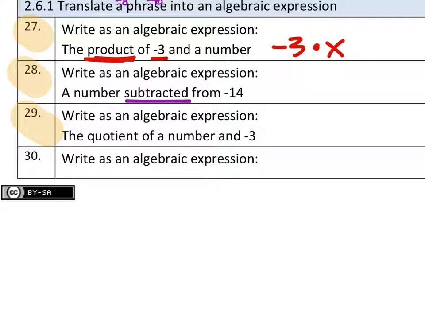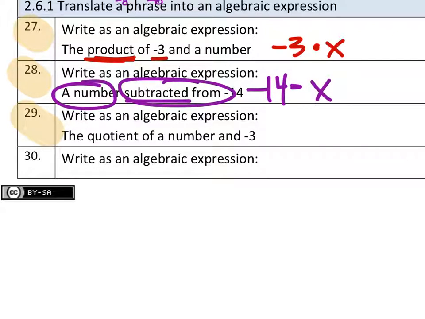The next one is subtracted, so it's a number, which we'll use x. Again, it doesn't matter if you use x, okay? And we're going to, I should have read the whole thing there. It's subtracted from negative 14. So I got to switch this around. We're going to start with negative 14, and then we're going to subtract x from that. So we got to start with that negative 14, and we're going to take out an x value.